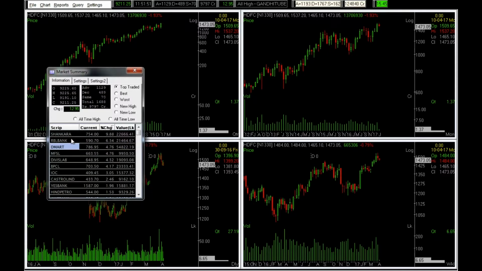However, the odd stocks like RBL, Shankara, DMart, MFSL, they are not the stocks which matter a lot to the market. These are the ones which are up. So I get a sense of what the quality stocks are doing right now.